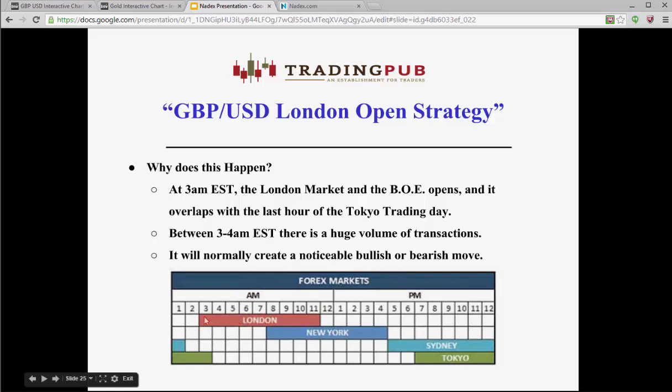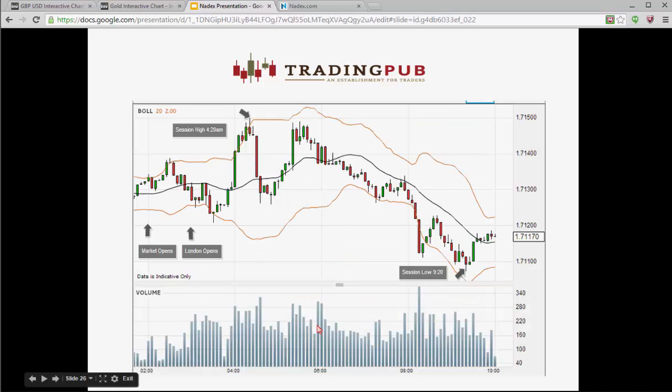This little chart down here shows you where the London market starts. If you look at the very bottom, there's that 1 hour at 3 o'clock overlap with the Tokyo market. And then the European market, which isn't shown here, starts at 2 o'clock. At 8 o'clock in the morning, the London market overlaps with the New York market for another 4 hours. And it just tends to continue the momentum of the market, whether it's going to be bearish or bullish for the day.